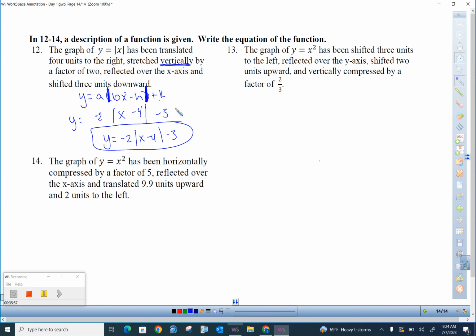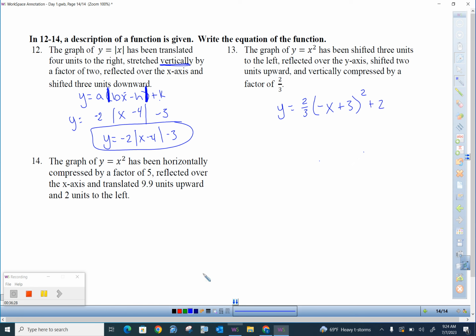Okay. The next one, go ahead, pause the video, read through, and try that one. Okay, nothing too crazy on it. Vertically compressed is the 2/3. Then we said reflected over the y-axis, so there's a negative inside with x. Shifted 3 units to the left, so that's a +3, and squared, and then 2 units upward.